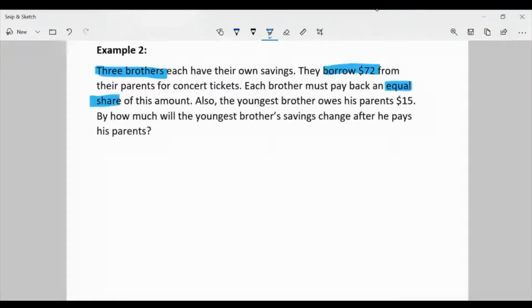Also, the youngest brother owes $15 on top of that, right? And we want to find out how much will the youngest brother's savings change, right? So this is money coming out of the youngest brother's account, his savings account. So what I do know is they paid back $72 between them, right? All of them together. So we can take that amount and divide it by the amount of brothers, right? Because that'll give us the equal parts that they had to pay or that they borrowed from it.